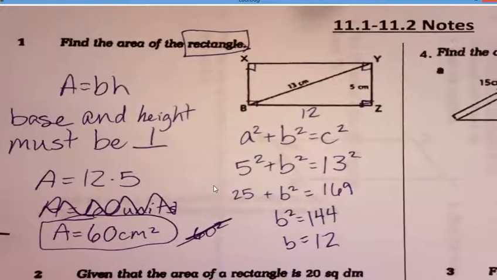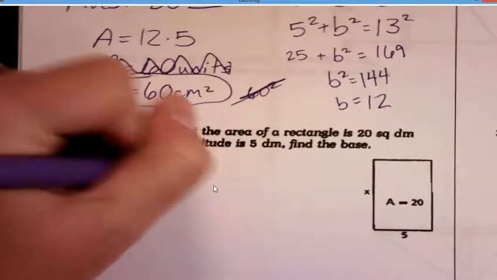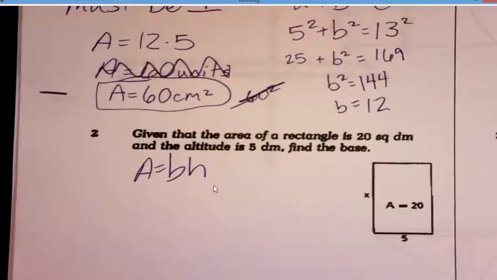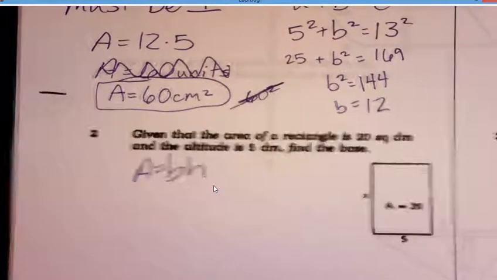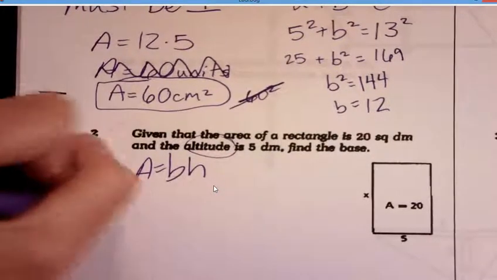All right, moving on. We are going to work backwards now. We are given the area, and we are given the altitude. Remember, altitude and height are interchangeable. So you may see the word altitude. It also means height. We're looking for the base.